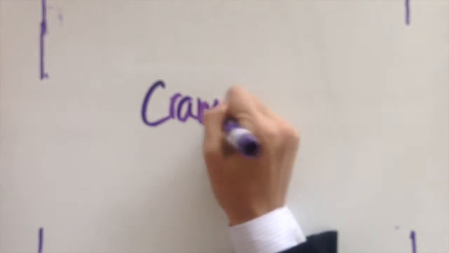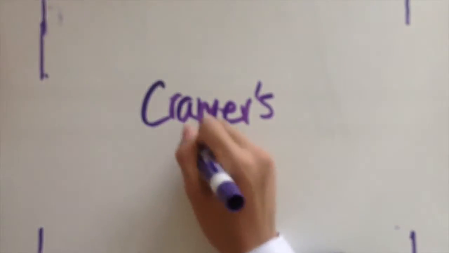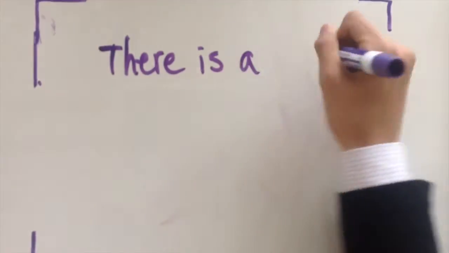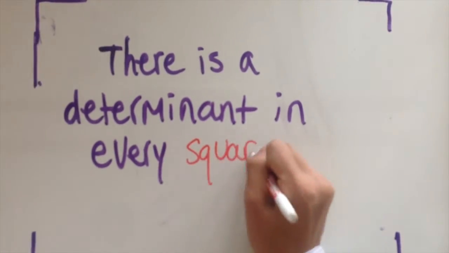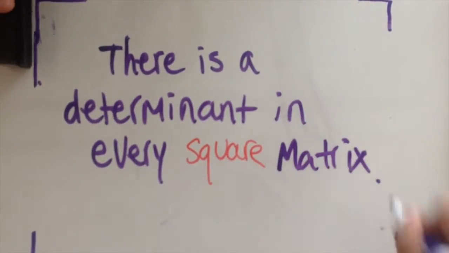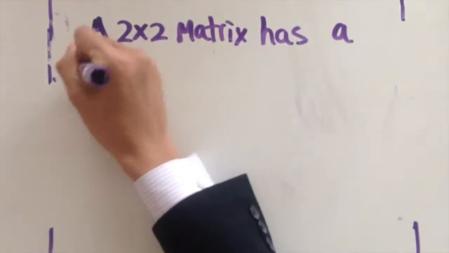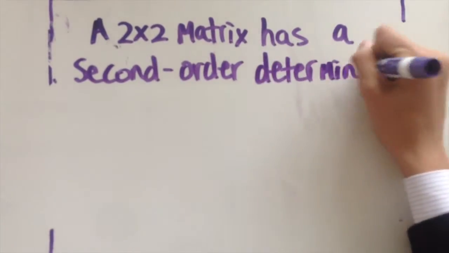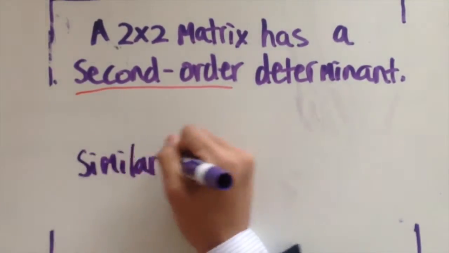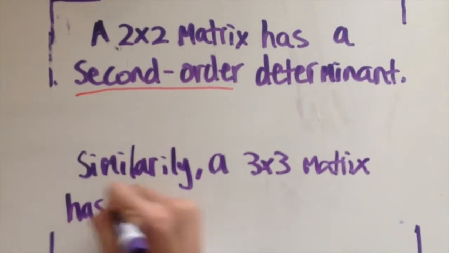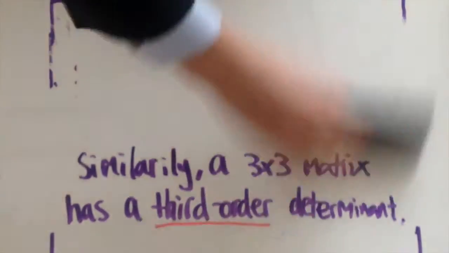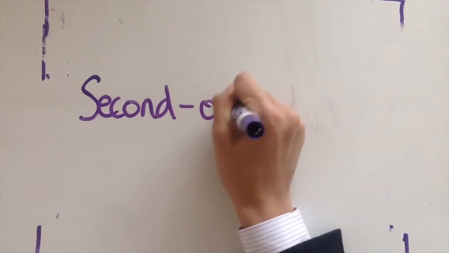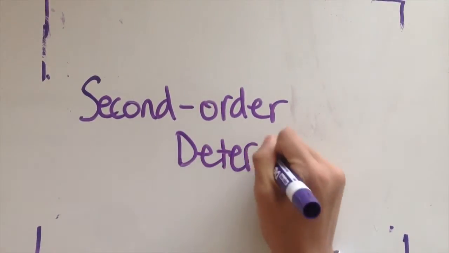Moving forward, Cramer's rule is also a crucial part of matrices. First, you must know that there is a determinant in every square matrix. A 2 by 2 matrix has a second order determinant. Quite similarly, a 3 by 3 matrix has a third order determinant. Now, here is an example of the second order determinant.